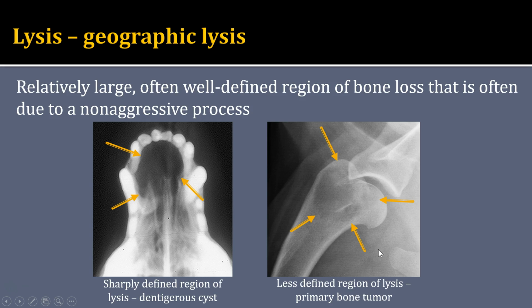In this proximal humerus of this dog, there is another region of focal lucency, which is a geographic area of lysis. However, if we look at the margins, they are much less defined, and this is actually due to an aggressive process, which in this region happens to be a primary bone tumor.